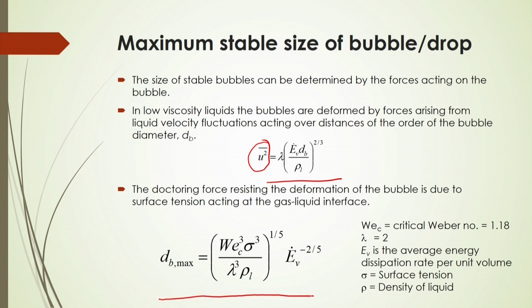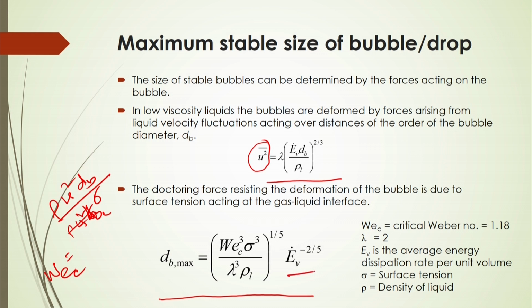This will be at the critical condition, and that critical condition will be represented by the critical Weber number, WEC, which is equal to rho L U square dB, where dB is the bubble diameter at that critical condition, that is rho U square dB by sigma. So, this is your critical Weber number. It will generally be 1.18 for this stable bubble size.